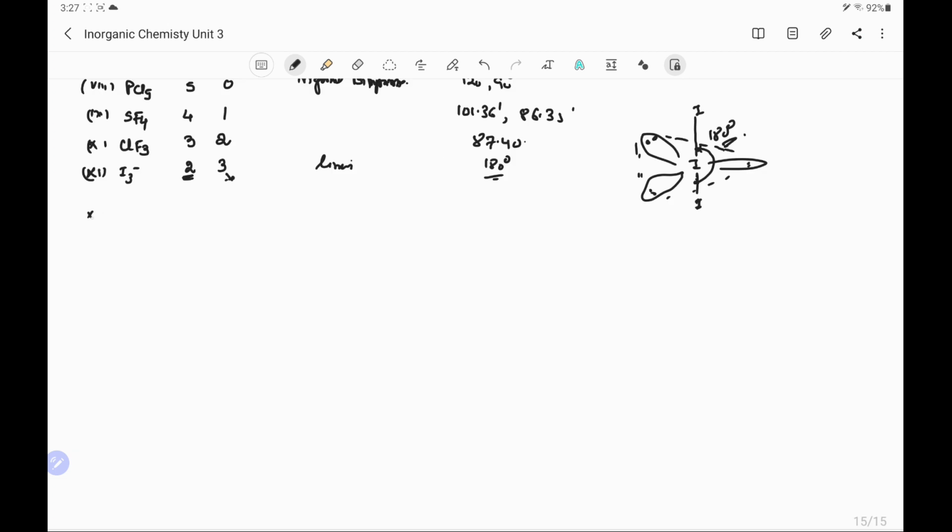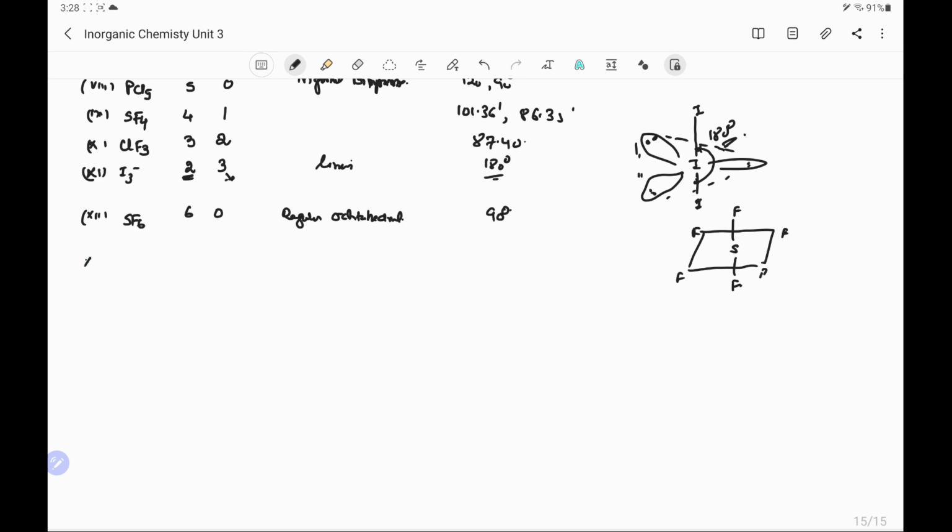Similarly, we can draw more figures like SF6. It will have 6 bond pairs, 0 lone pairs, and the shape will be a regular octahedron. It has a regular shape, and there is no deformation, and the bond angle will be 90 degrees. We can draw this SF6 as: this is S, and there are the 4 F at the corners, and 2 F's are in the apex positions, up and down.